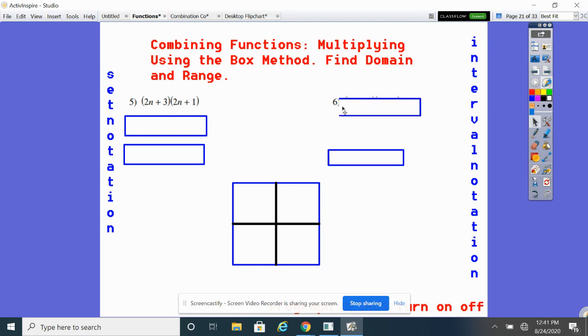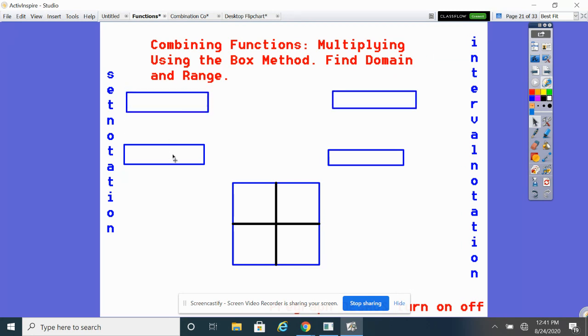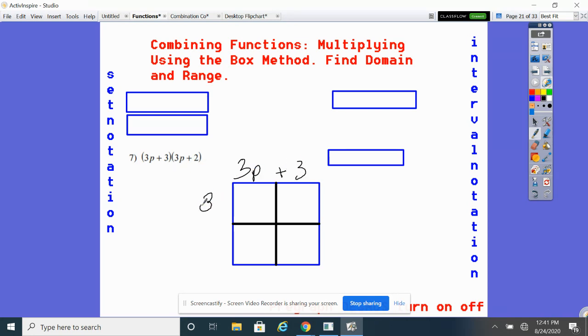Let's cover up these old problems, uncover some new ones. Boy, these are similar. 3p plus 3. Along the side, 3p plus 2.